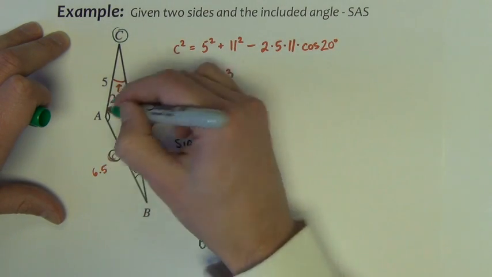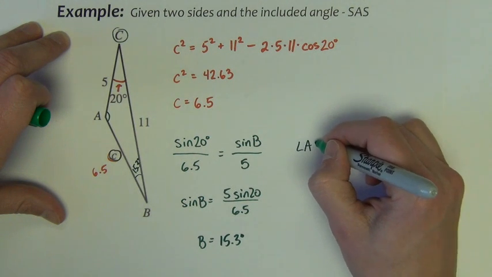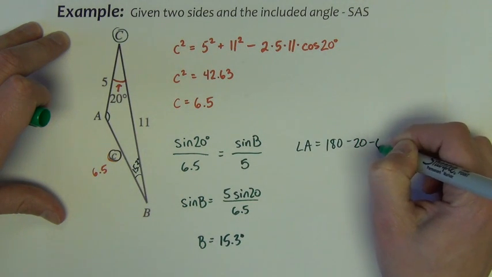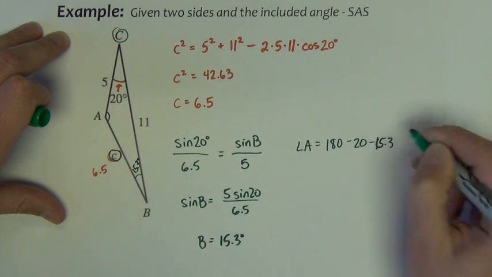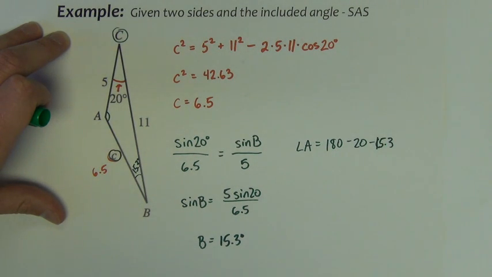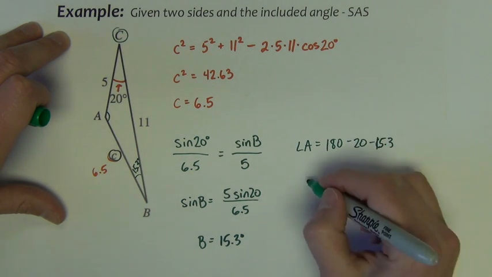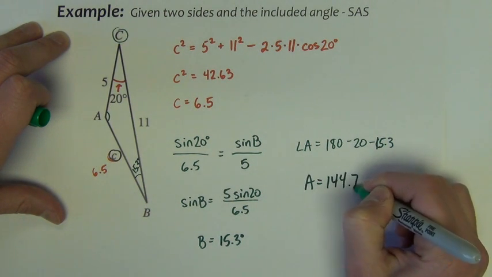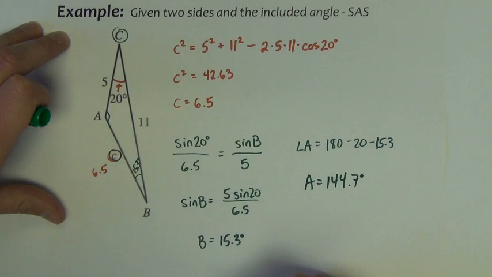And then to find the last angle, angle A, it's just 180 minus 20 minus 15.3. And so angle A is 144.7 degrees. We've got them all.